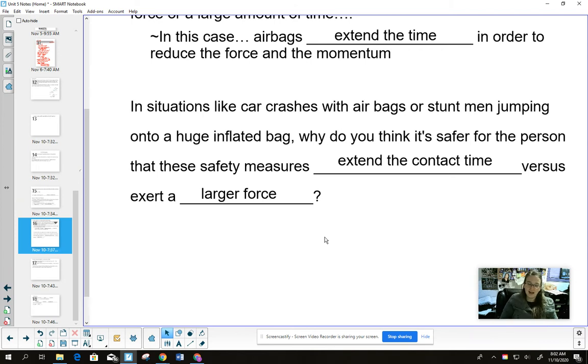Obviously, if we didn't have that huge inflated bag for that stuntman to jump into, he would still stop as intended, but he would stop very quickly. Come in contact with the ground and he has stopped. That contact time is like nothing. Therefore, in order for him to lose all of the momentum, the force is a lot, and that hurts, right? If we extend the contact time, once again, the force can be smaller.